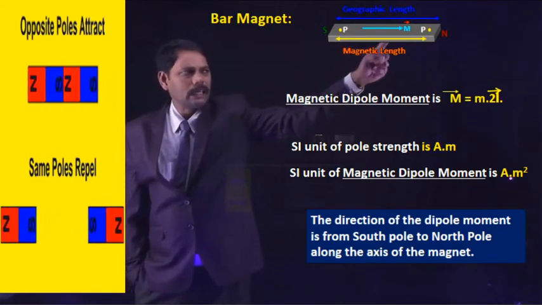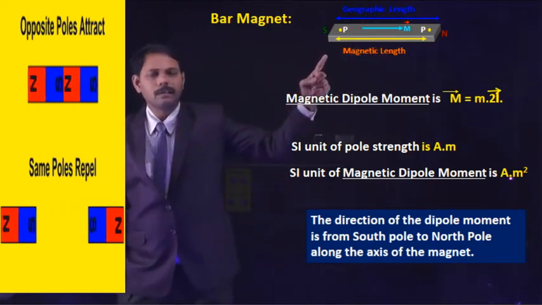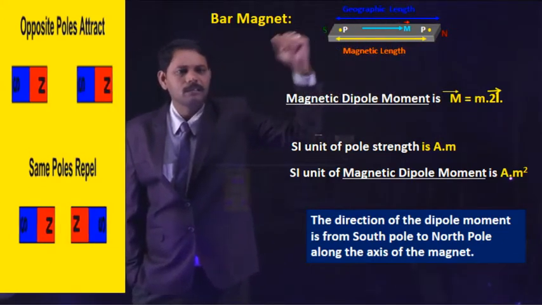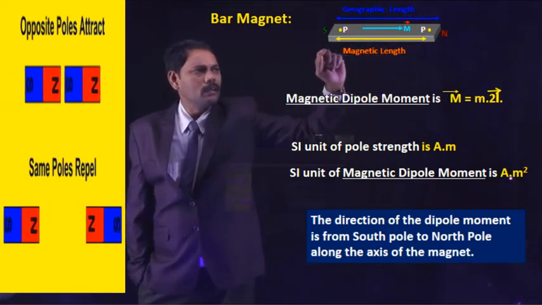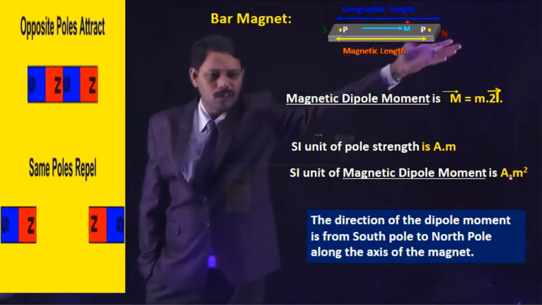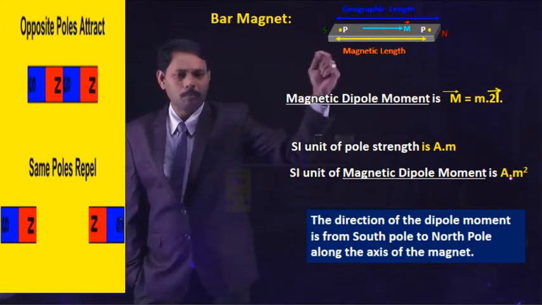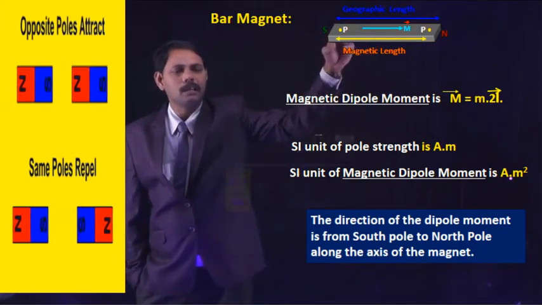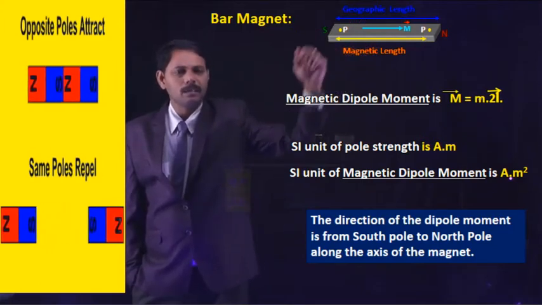Let the magnetic length be 2L. Magnetic length is a vector quantity. It is directed from the south pole to the north pole of the magnet. Then pole strength is denoted by small m. The ability of attracting magnetic material belongs to pole strength.